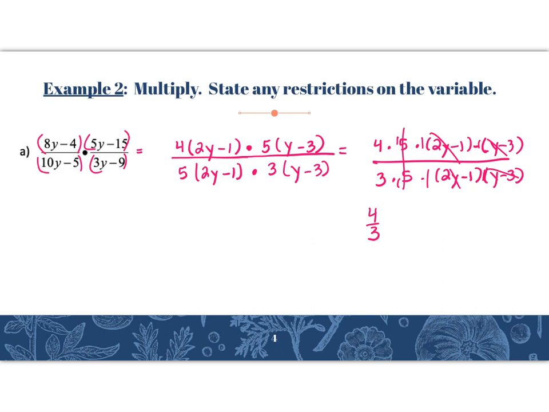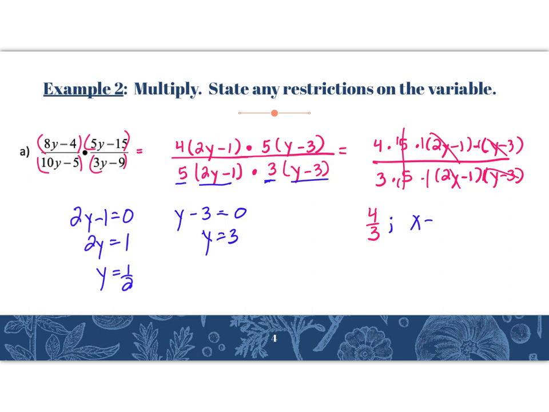But now we have to talk about our restrictions on our domain. We'll look at my factors. 5, 2y minus 1, 3, and y minus 3. So 5 and 3 don't have variables, so they'll never be 0. So now we have to look at 2y minus 1 and y minus 3. Those are going to be my restrictions. So add 1, divide by 2, so y can't be 1/2, and here, if y was 3, it would make the denominator 0. So 4/3 is my solution, and then y can't be 1/2 or 3.